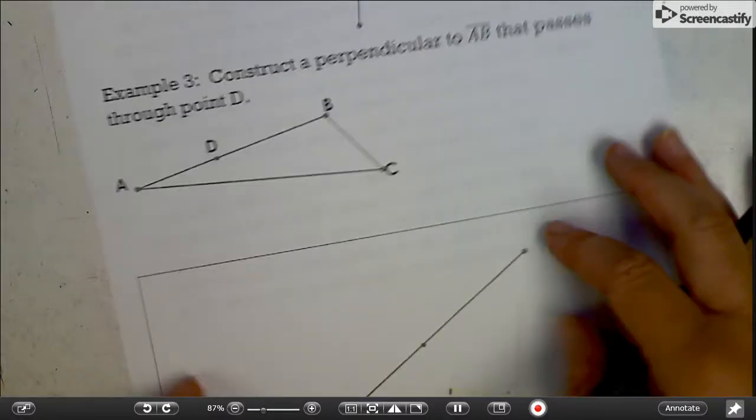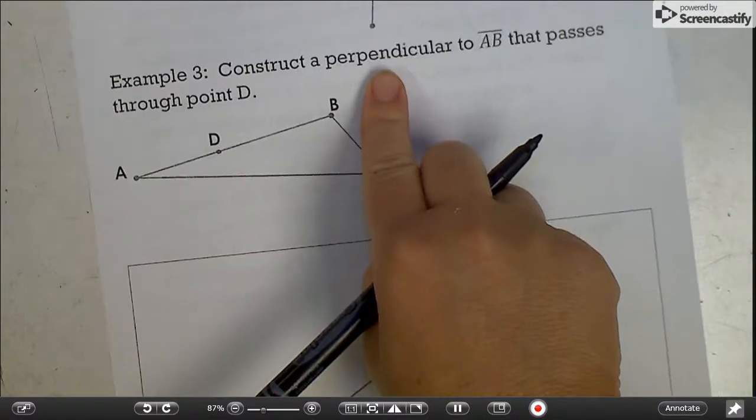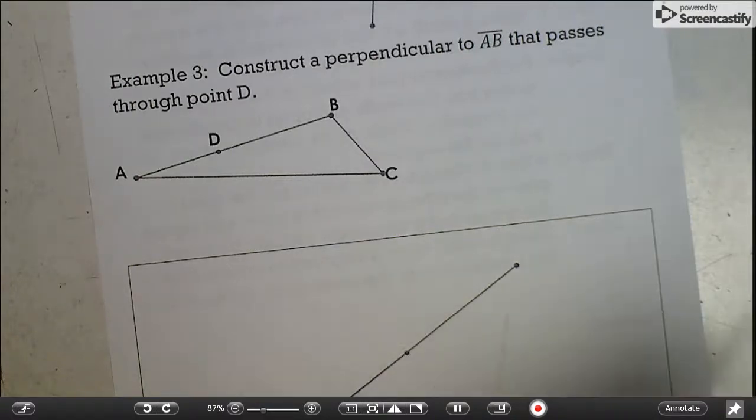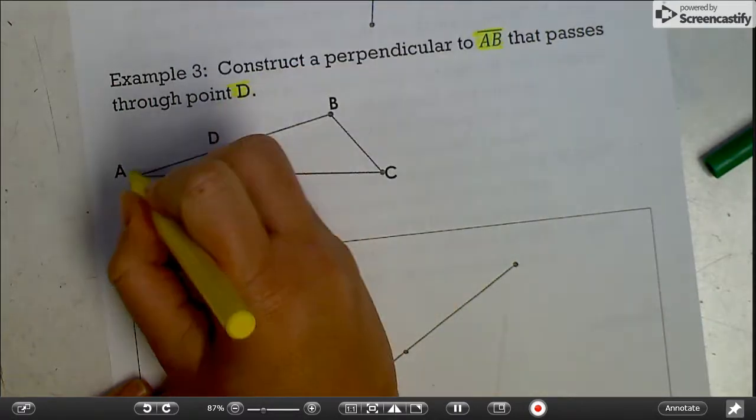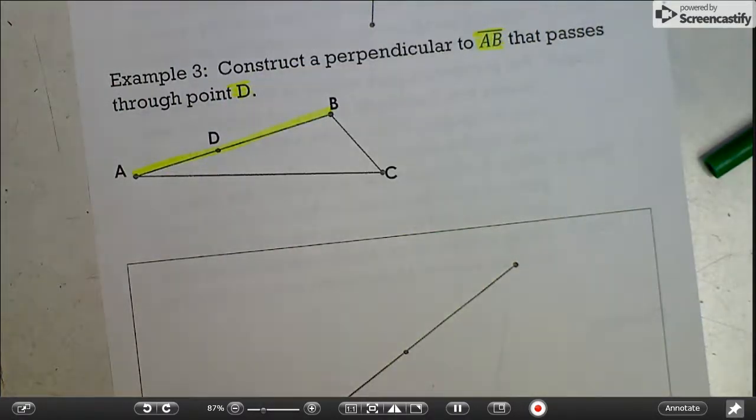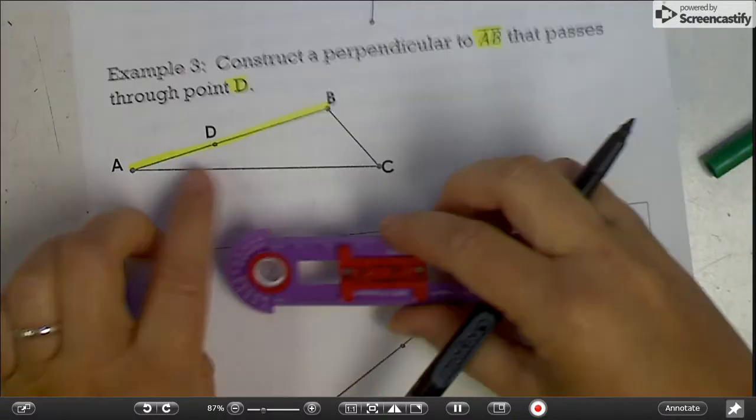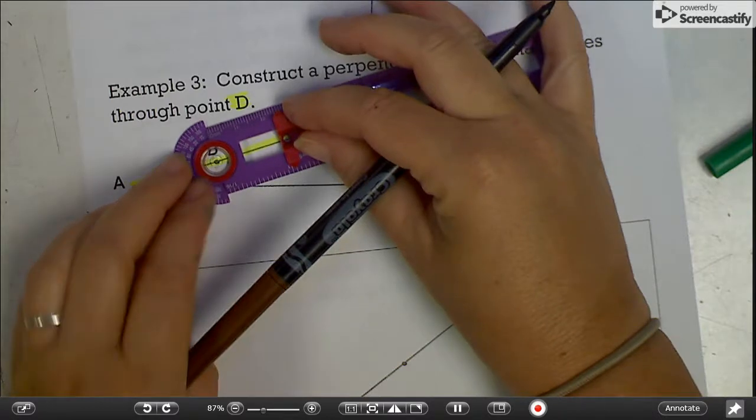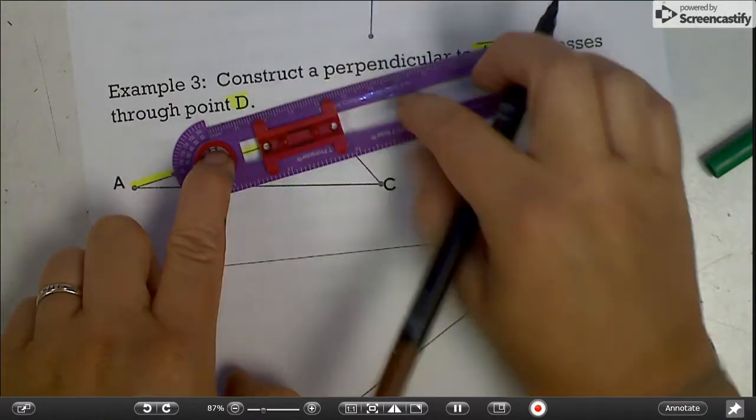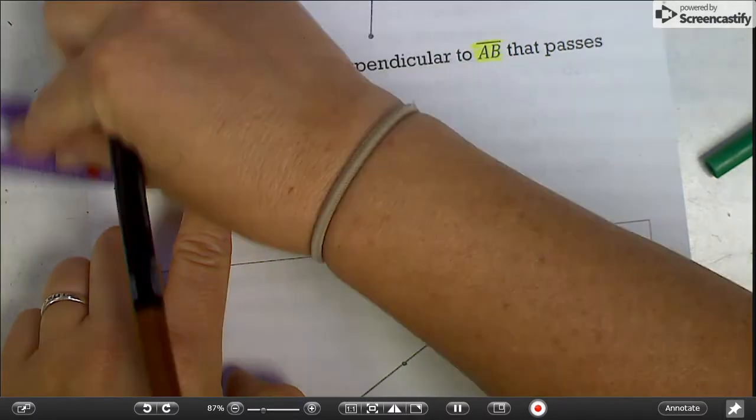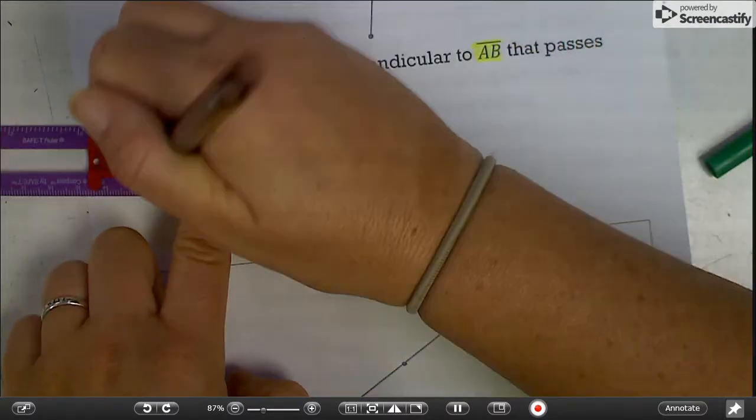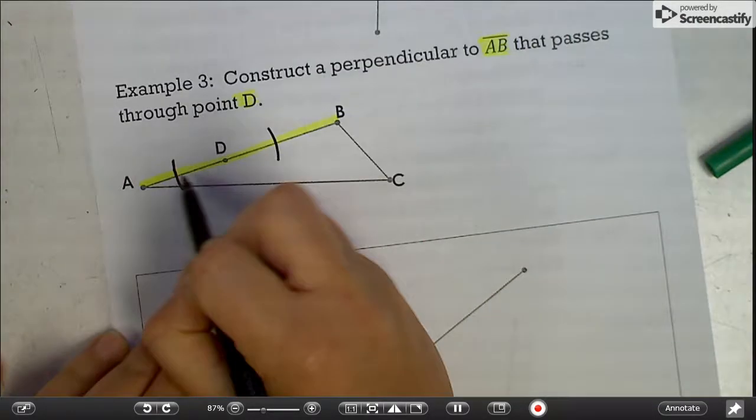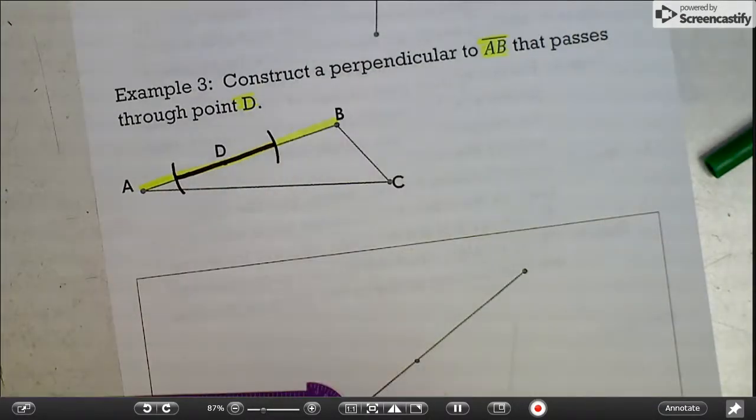Okay, read the instructions. Construct a perpendicular to AB that passes through point D. So the only thing we're focusing on here is segment AB and point D, which are right here. I'm going to highlight those because that helps me pay attention. We need to put the compass on the given point, point D. Make sure we're going to hit on both sides, which we are. So I'm going to make a parenthesis on one side, a parenthesis on the other side. And we're really only going to be focusing on this part now.